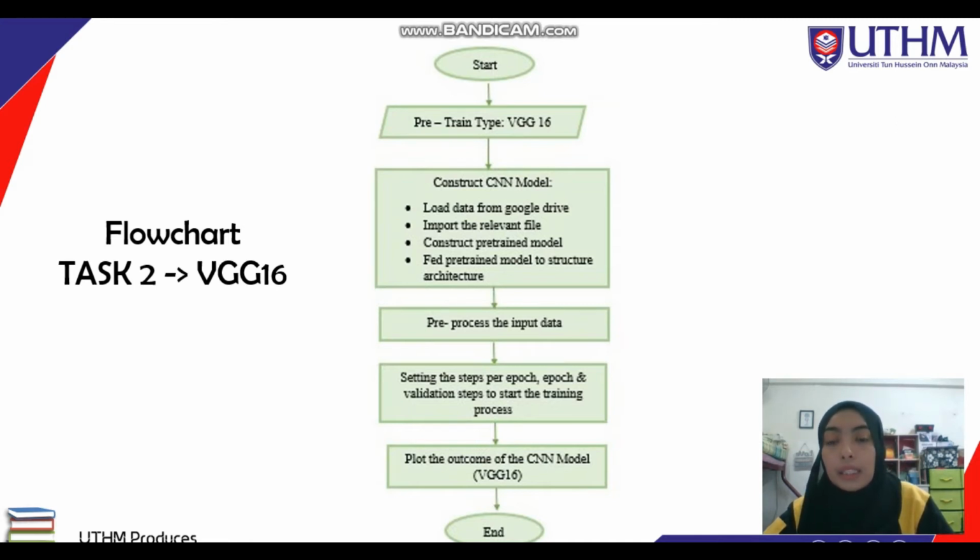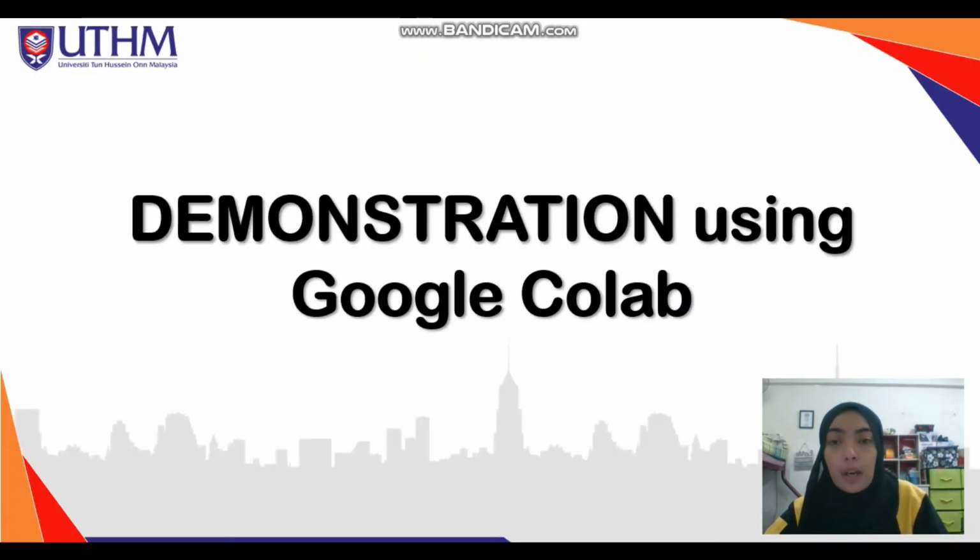Next, we need to pre-process the input, and then set the steps per epoch and validation steps to start our training process. To get the result, we need to plot the outcome of our CNN model. Now I will show the demonstration using Google Colab.